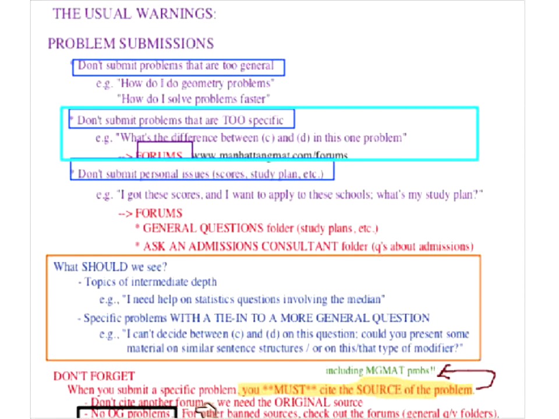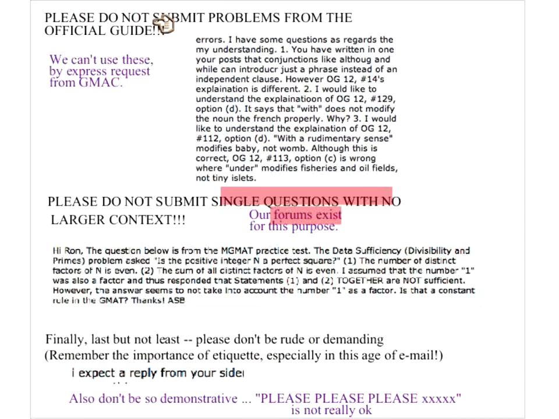Also, please no official guide problems. If you submit problems from the official guide, we cannot use them, so you're just wasting your time sending them in, because GMAC has asked us not to use those problems. So please don't use them. We can't. No official guide, no single questions with no larger context. These are just examples of things we can't use. This is for our forums. This is what you should put on the forum, single questions like this.